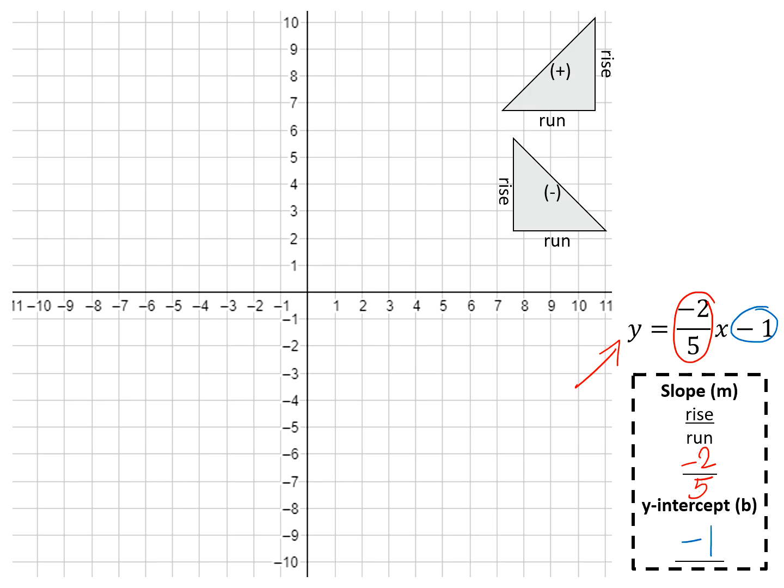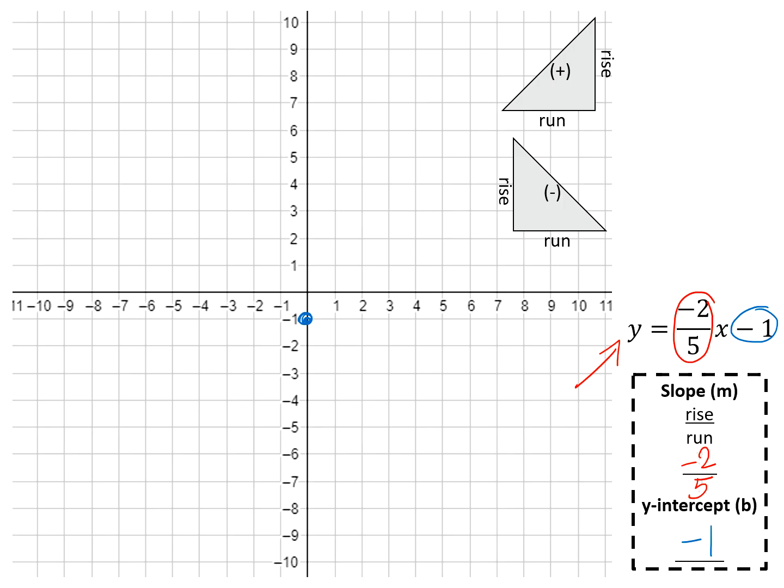To graph this line, we're going to start with the y-intercept of negative 1. I want you to take a look at the y-axis, and I want you to locate the number negative 1. I want you to place a dot right there.